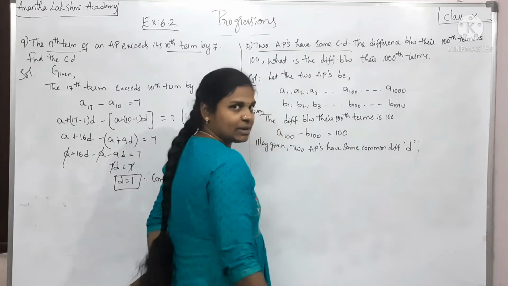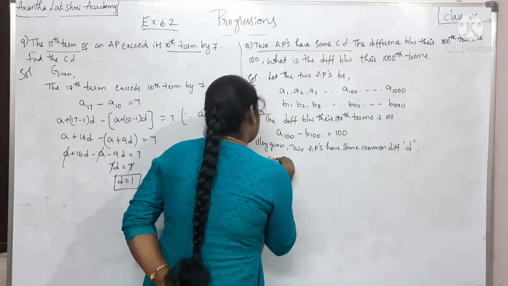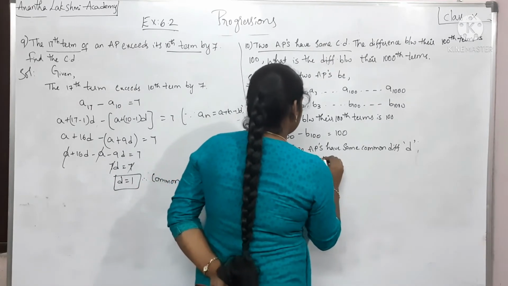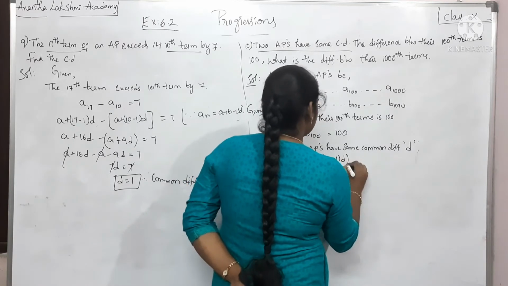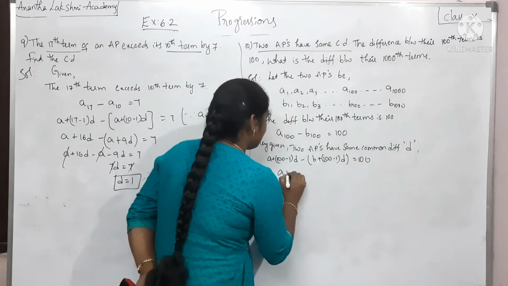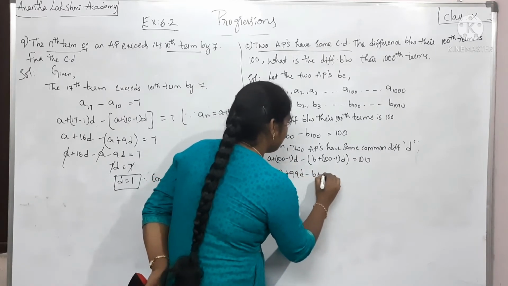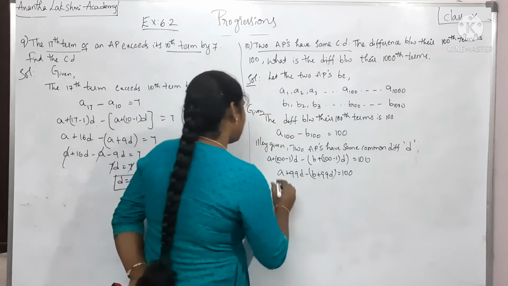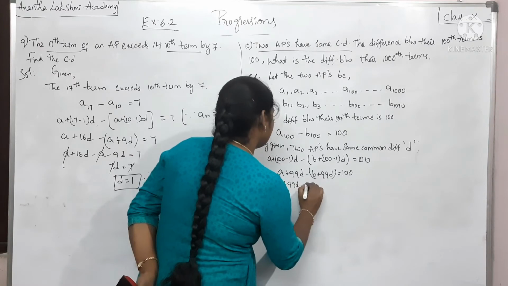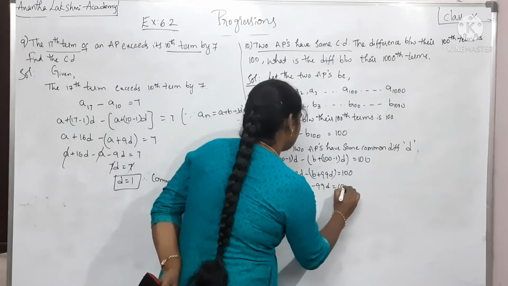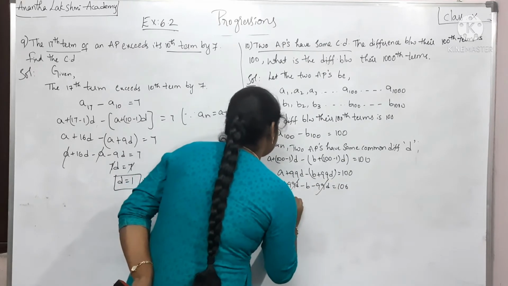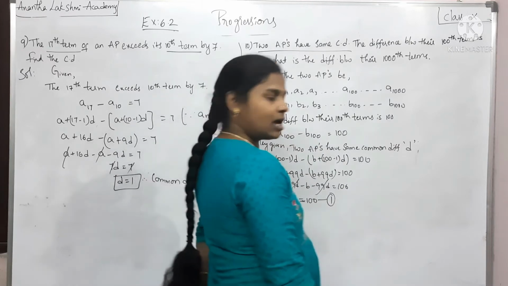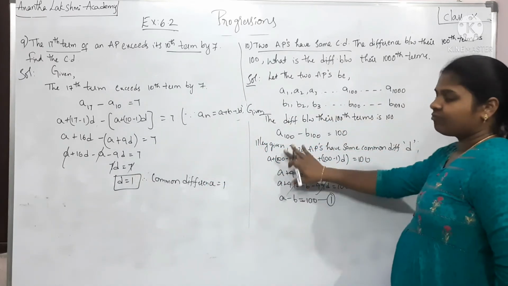How do we take the common difference? By which notation? That is nothing but D. So A plus 100 minus 1 into D minus B plus 100 minus 1 into D is equal to 100. A plus 99D minus B plus 99D is equal to 100. Alright, A plus 99D minus B minus 99D is equal to 100. That means A minus B is equal to 100, as 99D gets cancelled. Now we got an equation from what he has given.